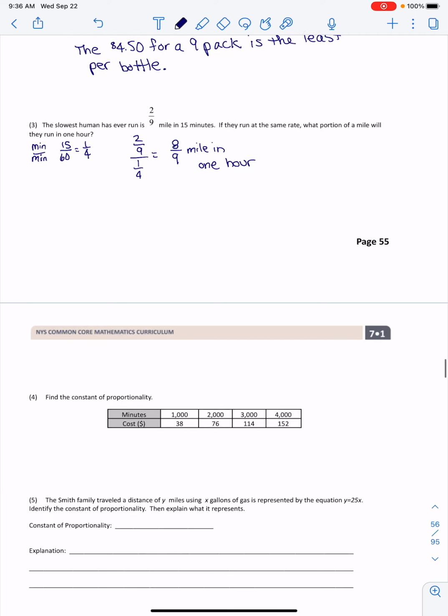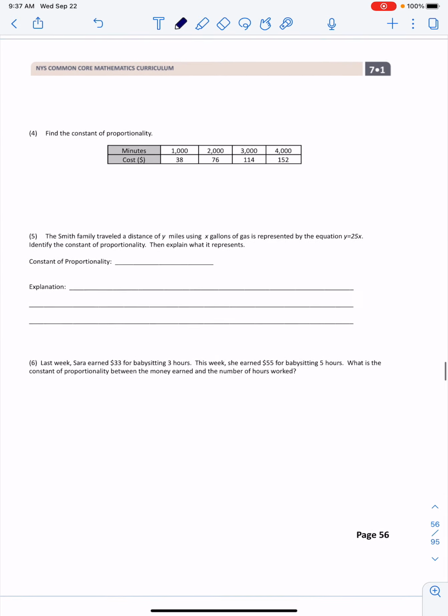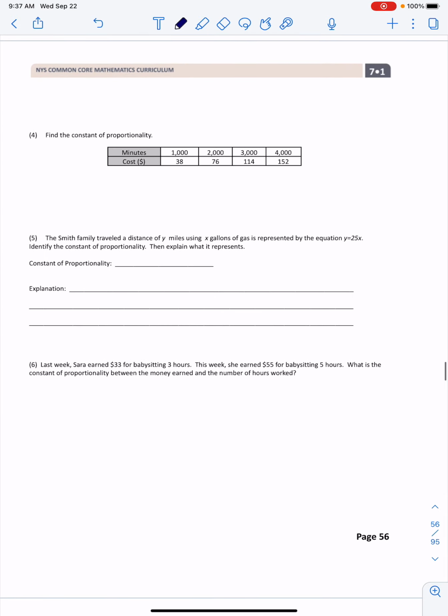So next, it says find the constant of proportionality. And here we have cost over minutes, x over y. So we have to do y over x. So we have 38 over 1,000, which simplifies to 19 over 500. And you do that in your calculator. It will simplify for you, and I showed you that in class.